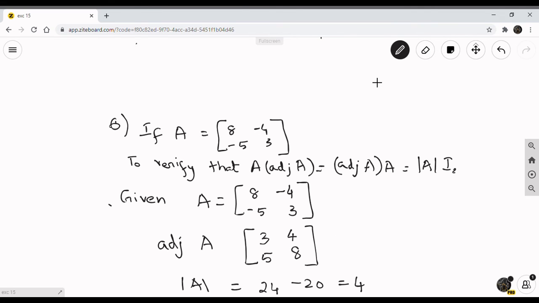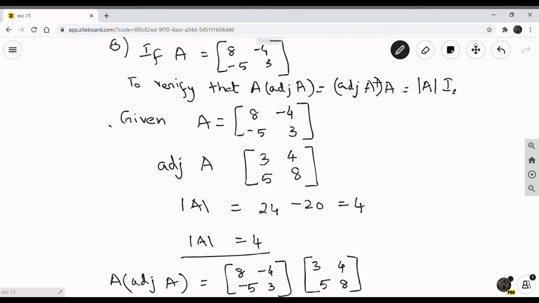Next we will see the sixth sum. The sixth sum is regarding 2 into 2 matrices. They have given a 2 into 2 matrix, 8, minus 4, minus 5, minus 3, to verify the following. They are giving 3 terms: A into adjoint A is equal to adjoint A into A is equal to determinant A into I. So first see what you have to work out. First take adjoint A. Okay, find out adjoint A.